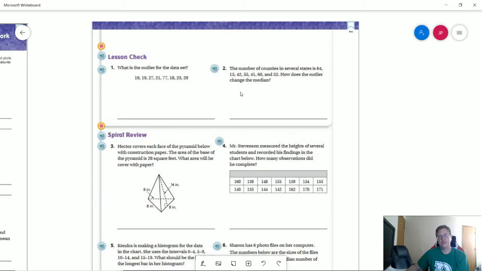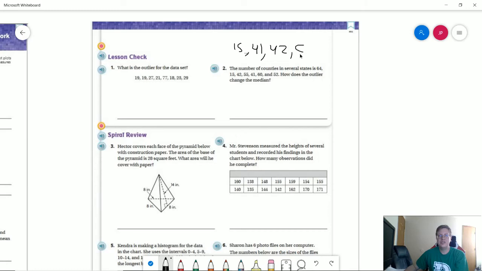Wait, hold on, let me make sure I've got that right. Actually, write this down real quick. So we've got 15, we've got 41, 42, 52, 55, 60, and 64.